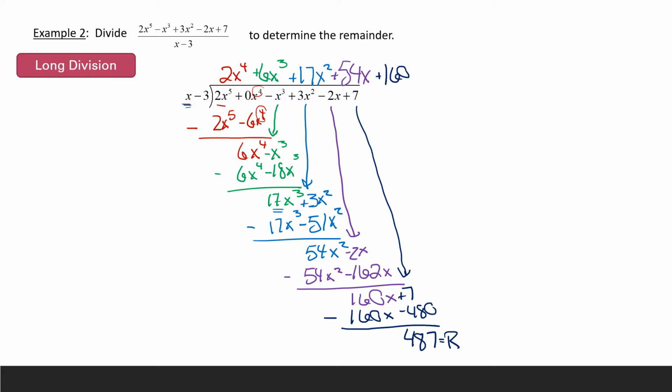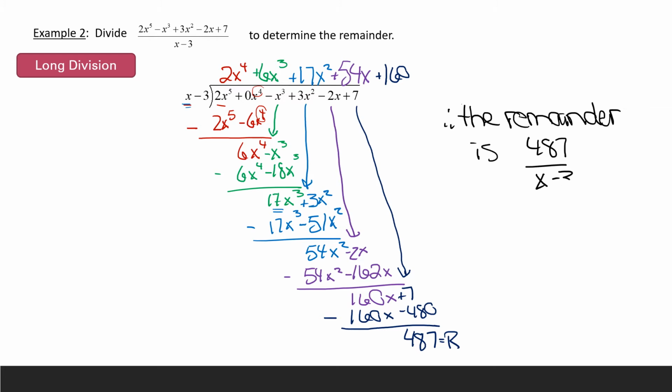The question says determine the remainder. So the remainder, therefore, the remainder is 487 over x minus 3.